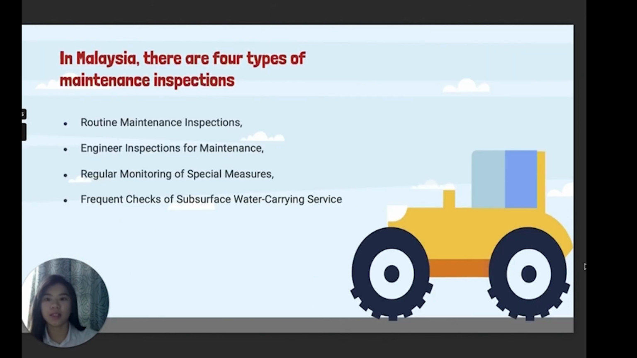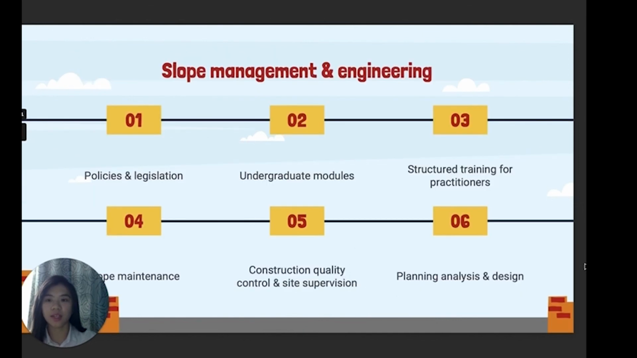In Malaysia, there are 4 types of maintenance inspection. Number 1, routine maintenance inspections, engineer inspection for maintenance, regular monitoring for special measures, and the last, frequent checks of subsurface water carrying service.